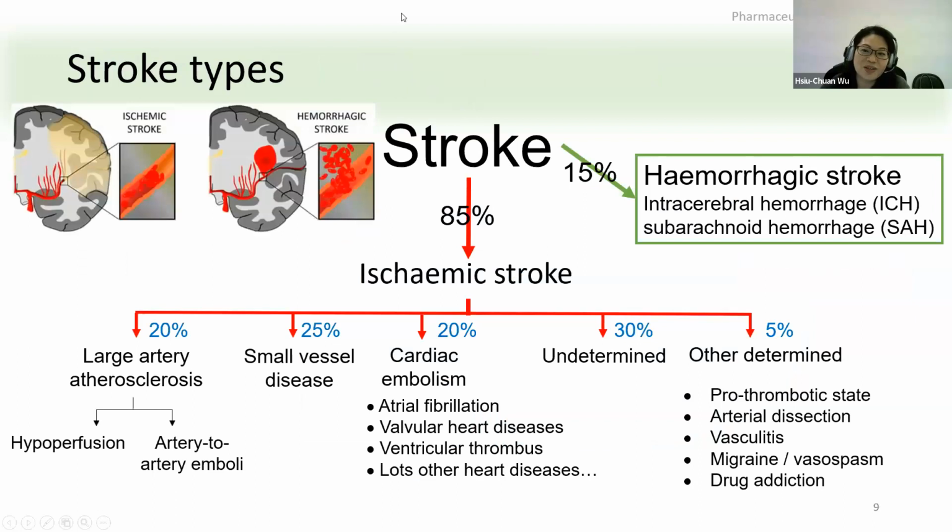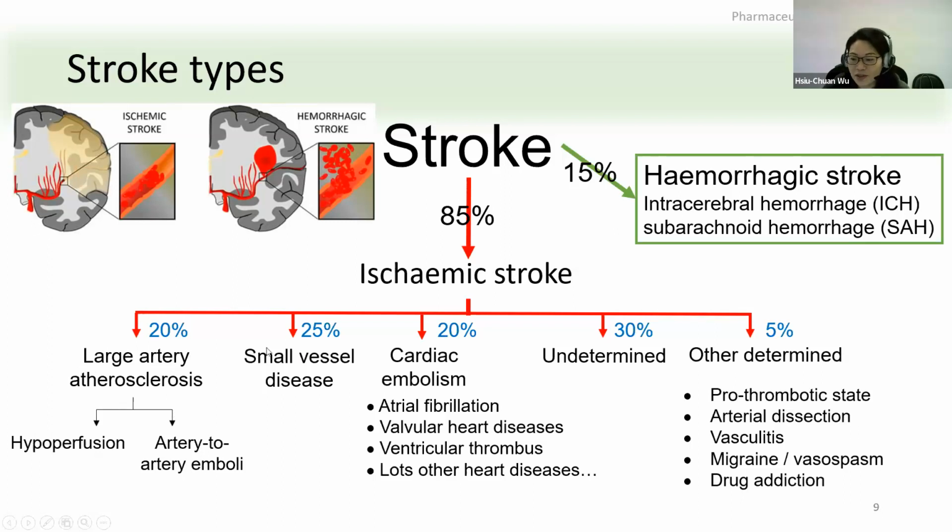So we just talked about how we divide stroke into two major types. One is ischemia, the other is hemorrhage, and ischemic stroke makes up the majority of strokes. So let's take a deeper look at ischemic stroke. We actually divide ischemic stroke into five subtypes. The first one is large artery atherosclerosis. We talk about atherosclerosis all the time today, and that means the stiffness and the clot of your blood vessels. It will cause hypoperfusion, meaning not enough blood flow to your brain, and the rupture of the plaque on your blood vessel will cause artery-to-artery emboli.